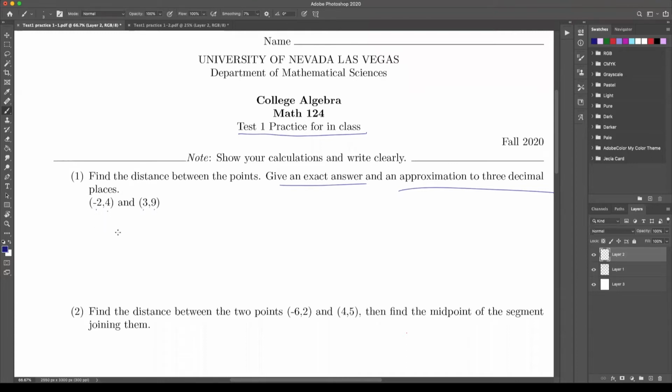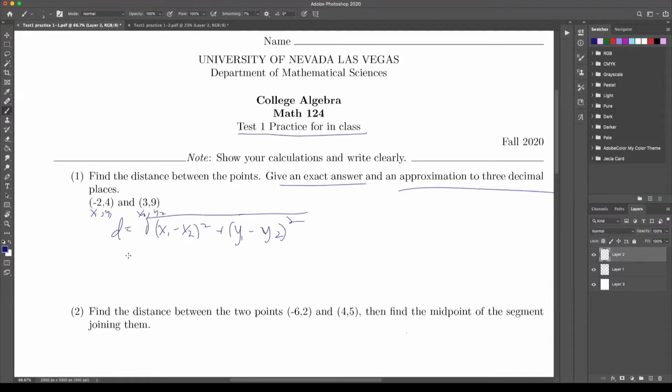So remember that the distance is equal to the square root of (x1 minus x2) squared plus (y1 minus y2) squared. In the notes, it may be the other way around. And in this case, it doesn't matter as long as I keep the first one, the second one, the second one. Okay. So in this case, we're going to call this x1, y1, this one x2, y2.